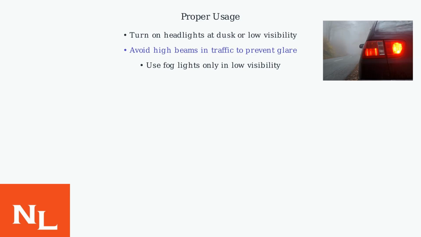For optimal safety with your Ford F-150's light controls, always turn on headlights at dusk or in low visibility conditions. Avoid using high beams in traffic to prevent glare for other drivers. Use fog lights only when visibility is truly low.